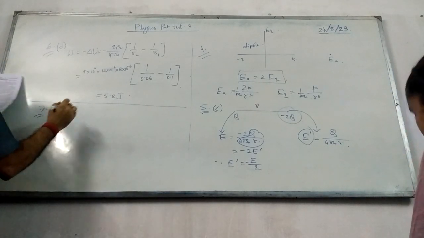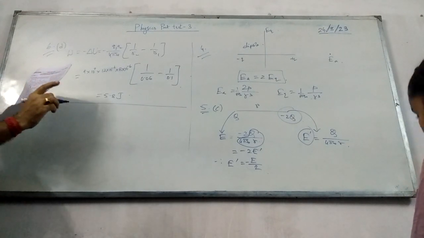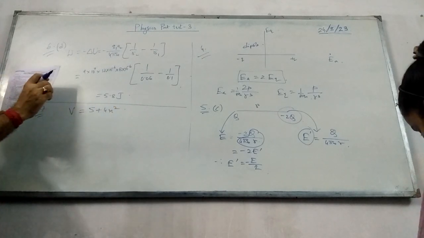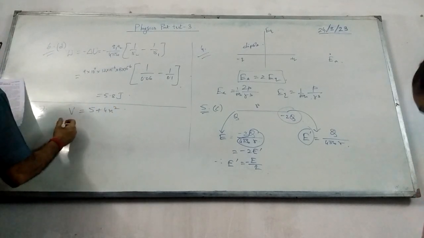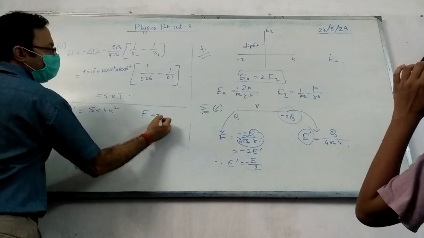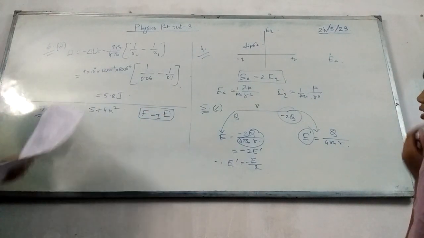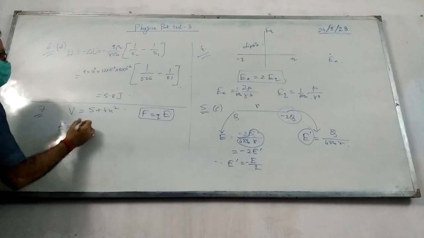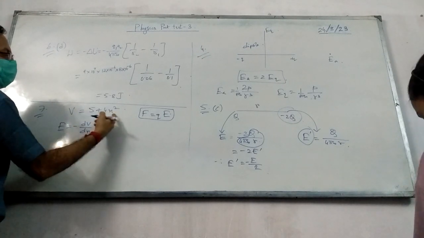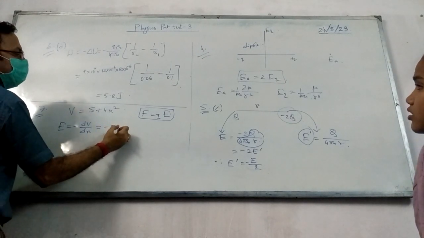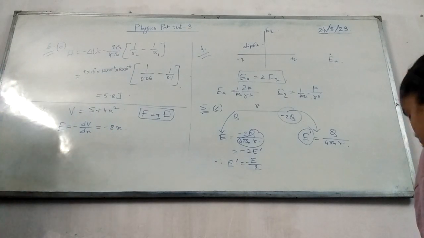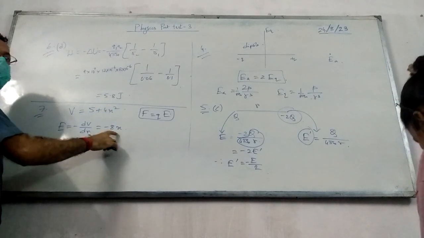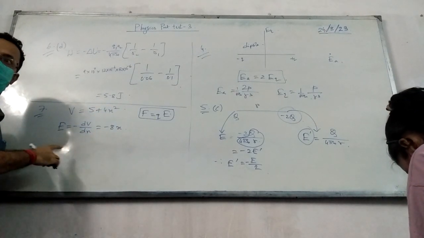It says that the electric potential V, which varies with x, is given by V equal to 5 plus 4x square. The force experienced by a negative charge of 2 microcoulombs, how much? So when you want to find the force in an electric field, it is given by F equal to Q into E. But for that, you need E. So how do you find E? E is equal to minus dV by dx. So if you differentiate this, it will give you minus 8x, right? Differentiating x square gives 2x, 4 times 2 is 8. So minus 8x. The value of the electric field is minus 8x.